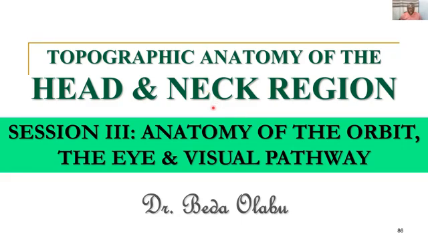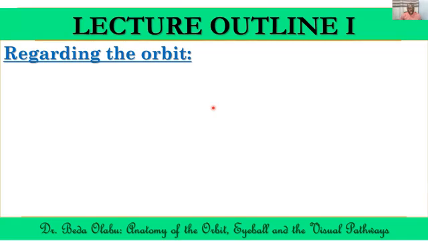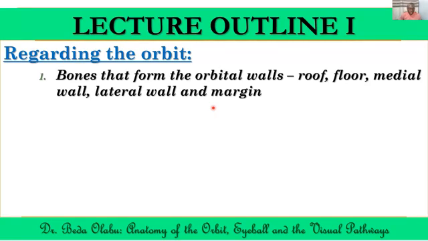Welcome to this third lecture on head and neck anatomy, where in this particular lecture we're going to look at anatomy of the orbit, as well as anatomy of the eye and the visual pathway. I will give this lecture in two parts, actually. The first part of it will focus on the orbit itself.